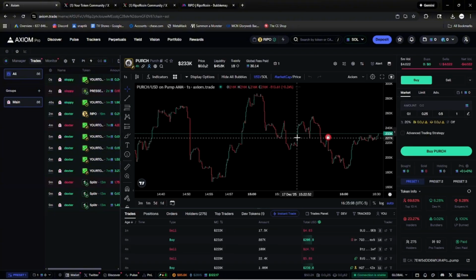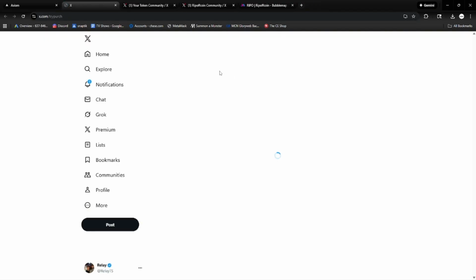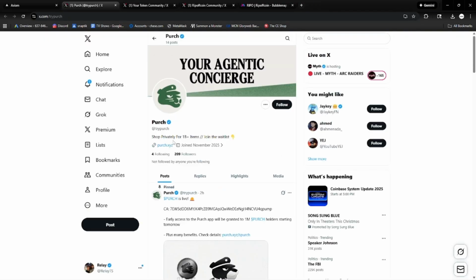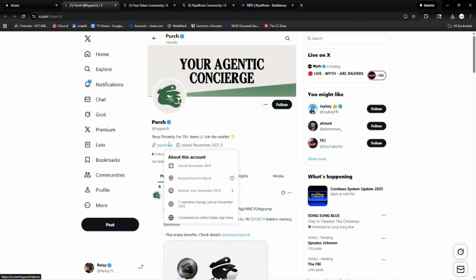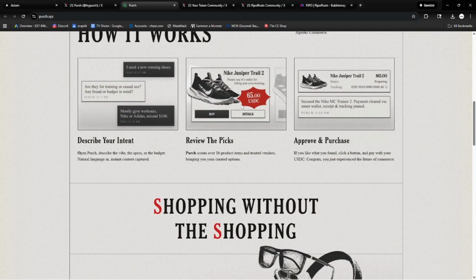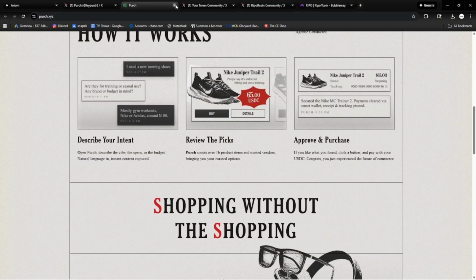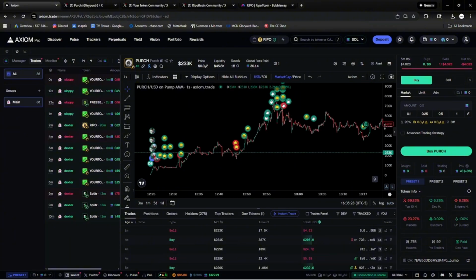Let's look at Perch. What is this? This is a real coin. So Perch, let's look at the narrative first. Perch is shopped privately for 1 billion plus items. Join the waitlist. Interesting. Let's look at the website. Perch.xyz. Hunt the shop. Okay, so cool website. Unique. I haven't really seen a website like this, honestly. Very, very cool.